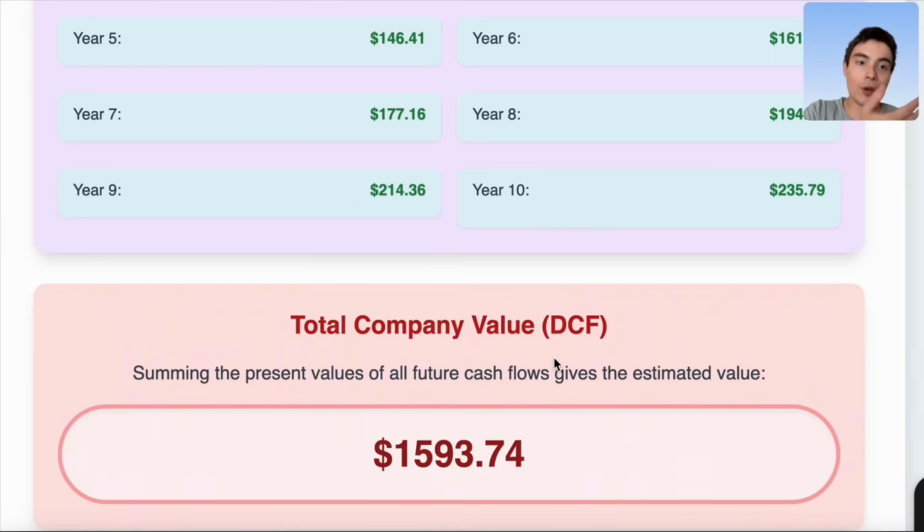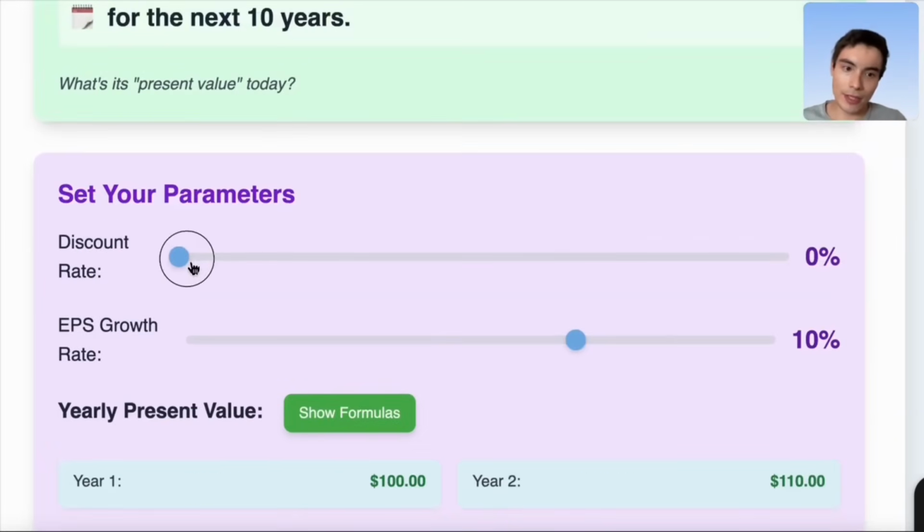But of course, we need to discount everything to present value. And we're going to use the same 5% discount rate.